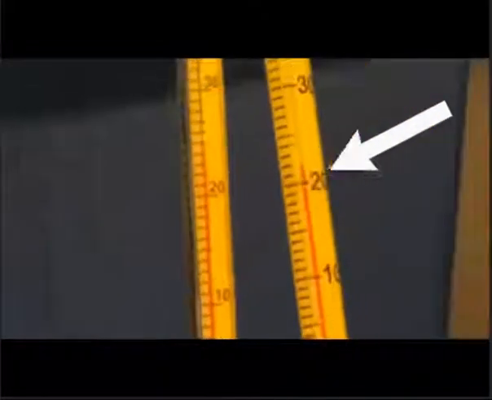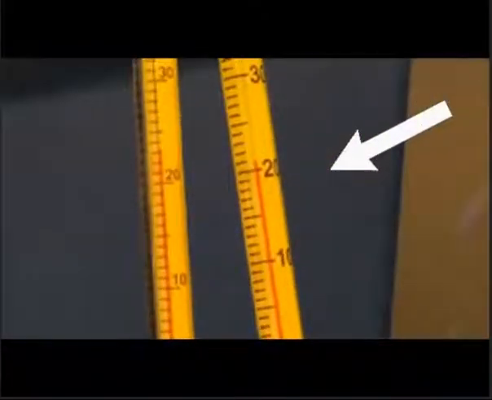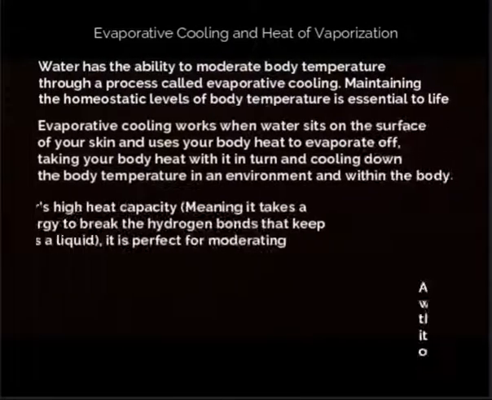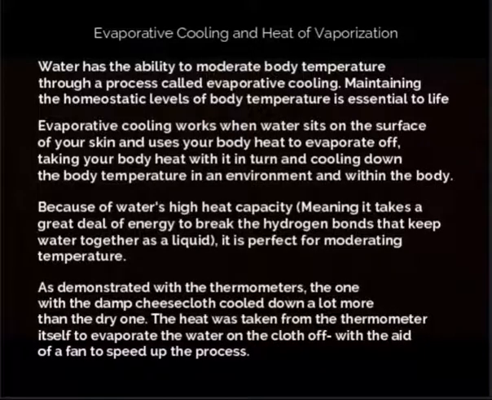The water molecules use the heat from the bulb of the thermometer to break the hydrogen bonds. As the hydrogen bonds were broken, water molecules were released into the air as evaporation or vapor. And with it, heat was also released. Therefore, the thermometer has a more decreased temperature than the one that wasn't wet.